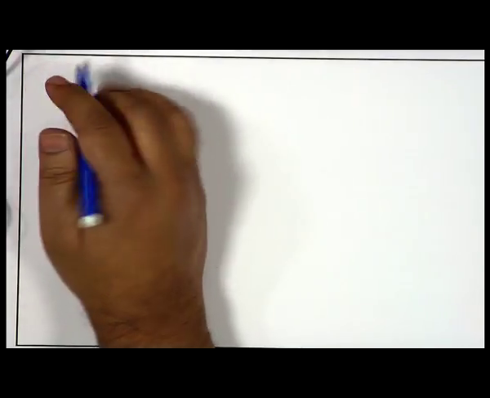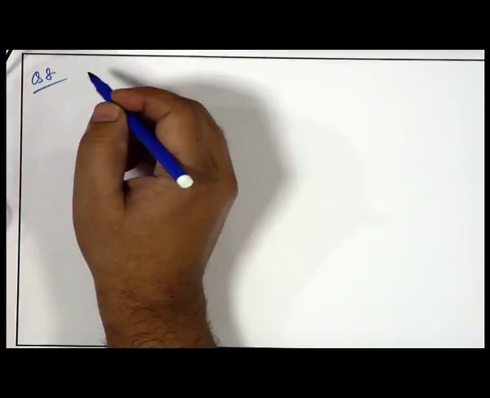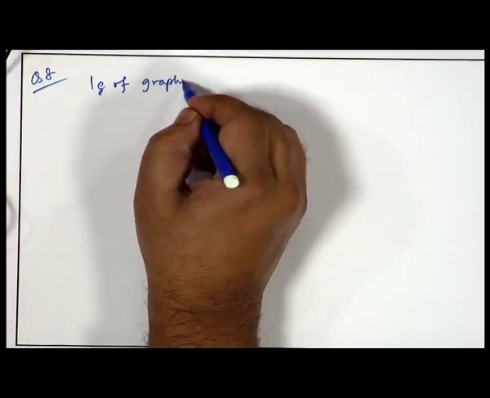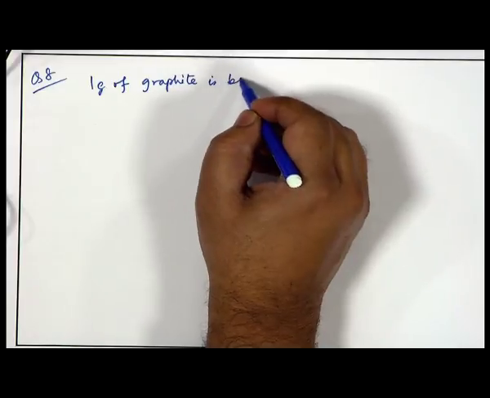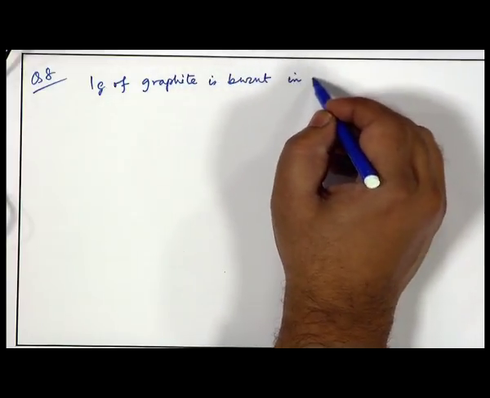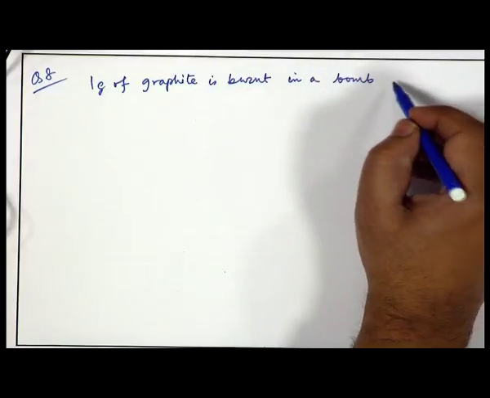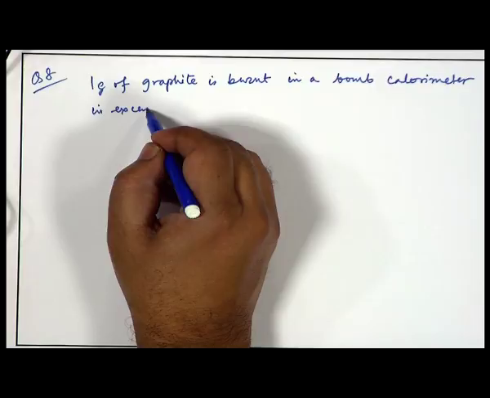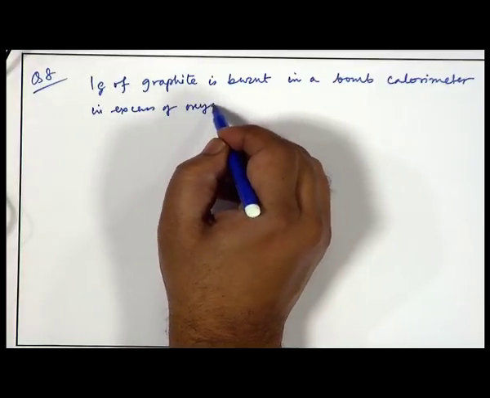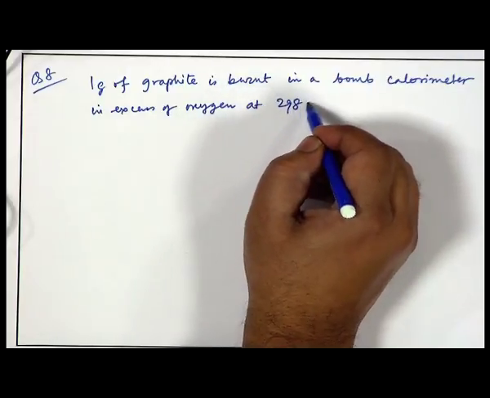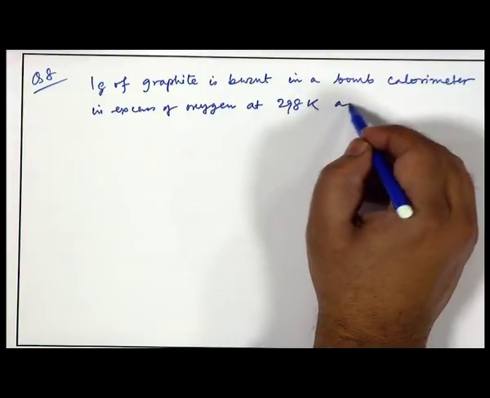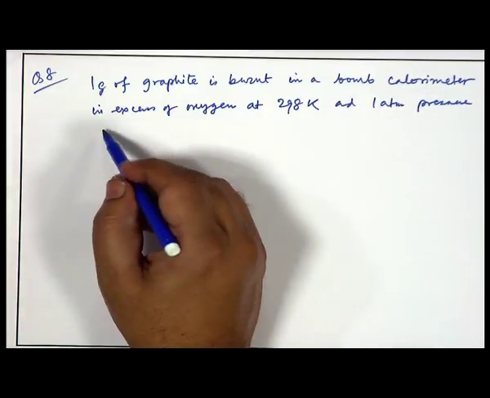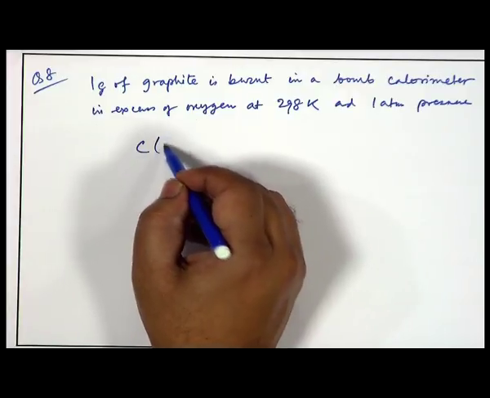So, it is question 8 for this course, where 1 gram of graphite is burned in a bomb calorimeter in excess of oxygen at 298 K and 1 atmospheric pressure, as per the following equation: C graphite.